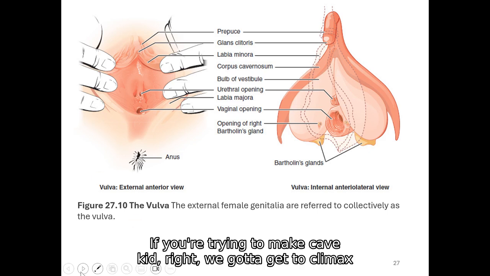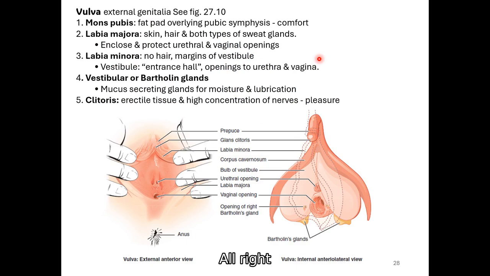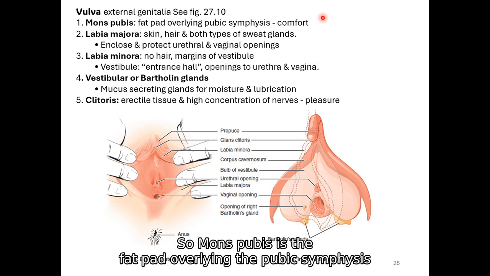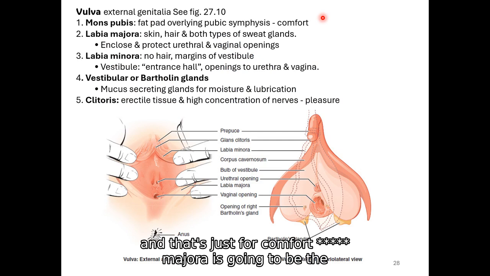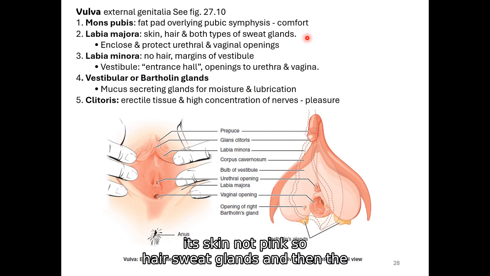If you're trying to make a baby, right, we've got to get to climax. All right, so the mons pubis is the fat pad overlying the pubic symphysis, and that's just for comfort. Labia majora is going to be skin, not pink, so hair, sweat glands.